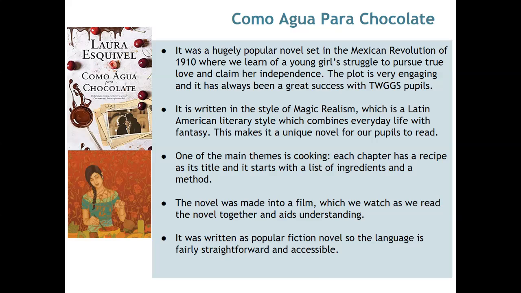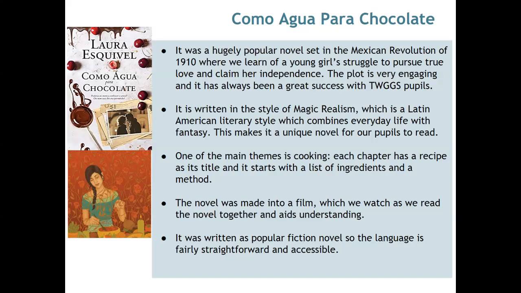It is a hugely popular novel. It was translated into many, many different languages. And the setting, the backdrop, is the Mexican Revolution of 1910. And we meet these characters. The plot is basically about this girl who's called Tita and her struggles to actually become independent. The style is very, very different.